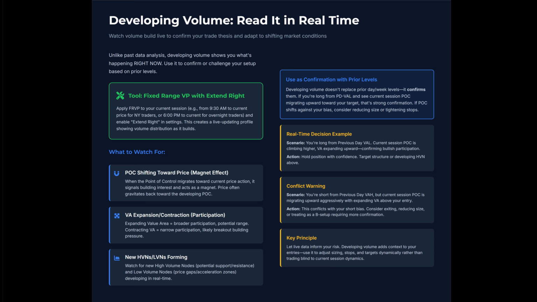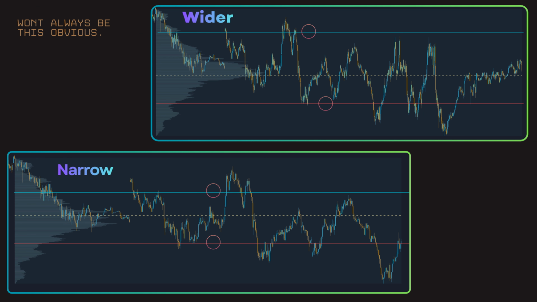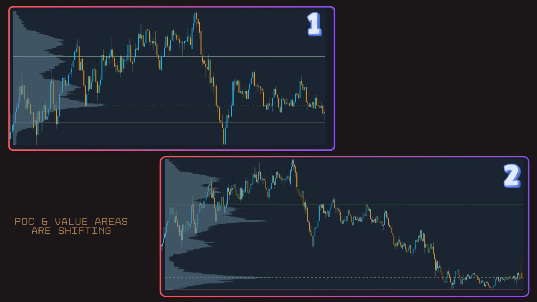This gives you three critical advantages. First, early warning of market state. You can see whether the market is in balance or imbalance before the session ends. If the value area is expanding with a centered POC, you know you're in a range. If the value area is shifting and the POC is migrating, you know you're in a trend.